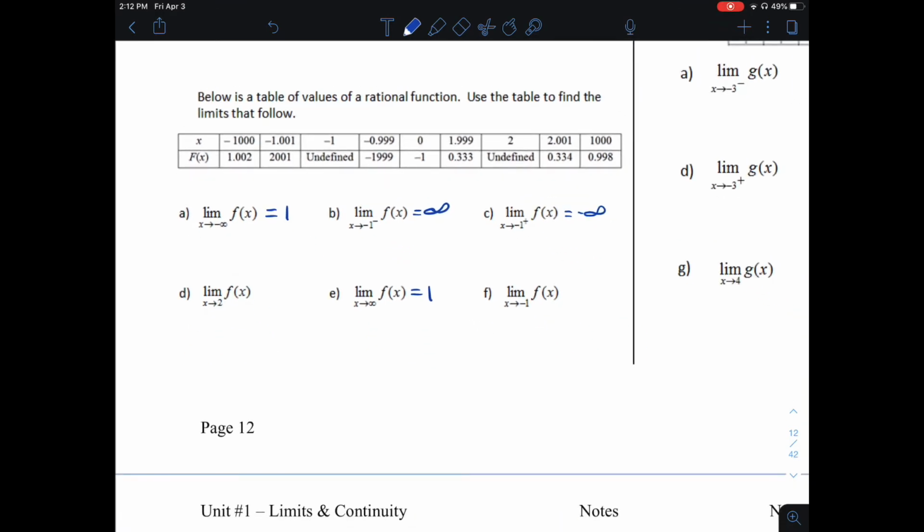Let me tell you what that would mean graphically. It means we have a vertical asymptote at x equals negative 1. If we approach from the left, it's going to infinity, so that means it's increasing like so. If we approach from the right, it's approaching negative infinity, so it might look something like this.